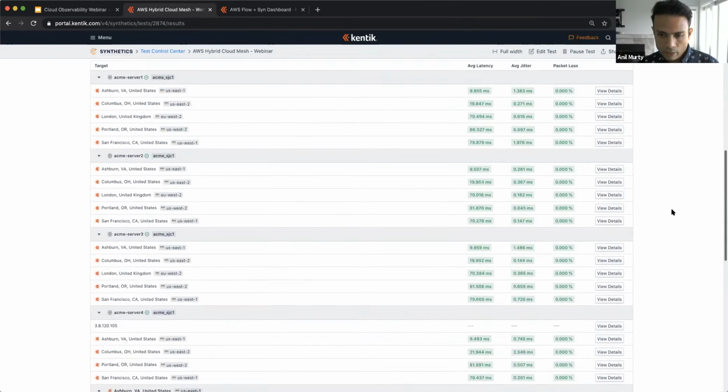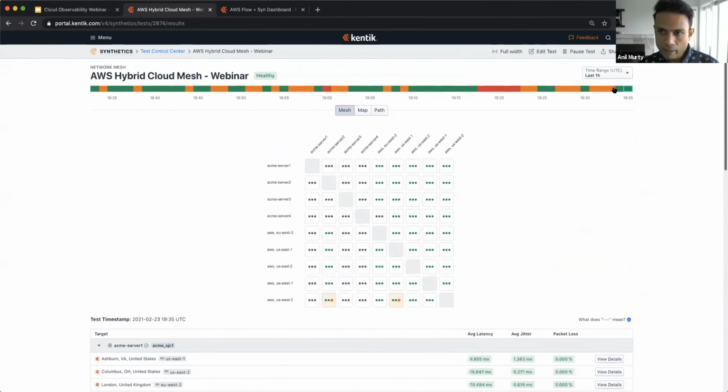I can look at all the results in a tabular view here, and I can scroll back in time and see how this changed over time as well. So that's just a quick overview of how you can leverage synthetic agents to run proactive tests, not just between cloud regions, but also between cloud regions and your own data centers if you had a hybrid cloud deployment.